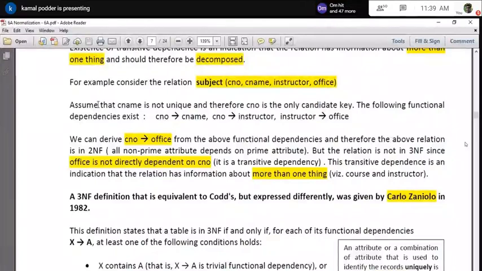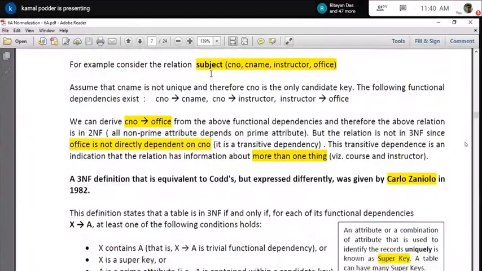Subject is a relation, and it has C number, C name, instructor, and office. That means the course code, the course name, who is the instructor, and what is the office of the instructor. Everything is there in the subject relation. I created a subject relation. Now assume that the C name is not unique. I am assuming that it is not unique. So I have assumed that C number is my candidate key.